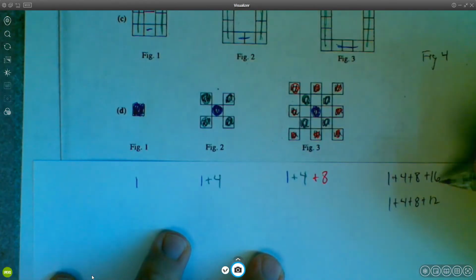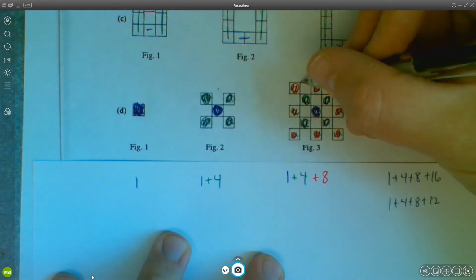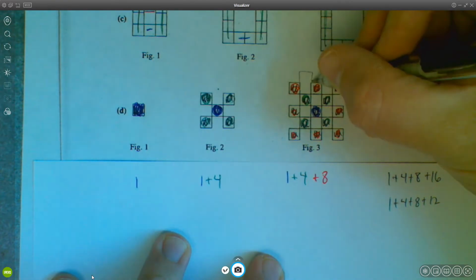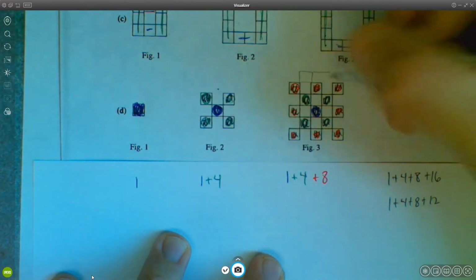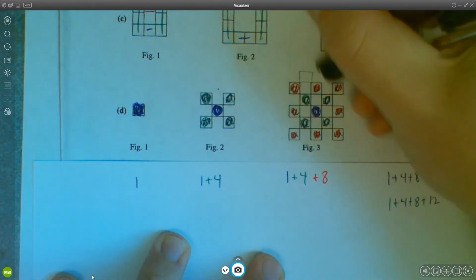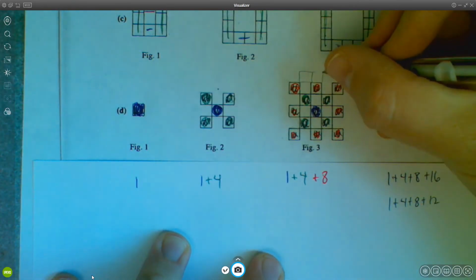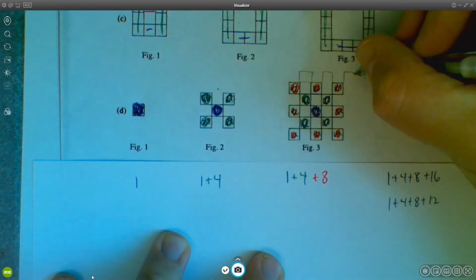whether it should be 16 or 12. Let's see. So I'm just going to build figure 4 on top of figure 3. Whoops, sorry. So figure 4 must look something kind of like this, right?